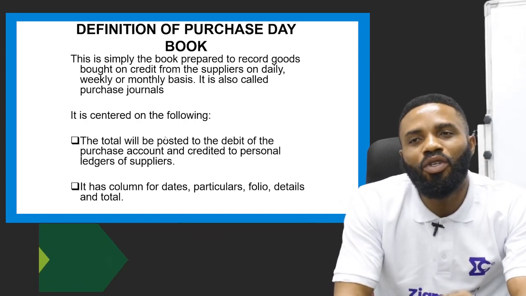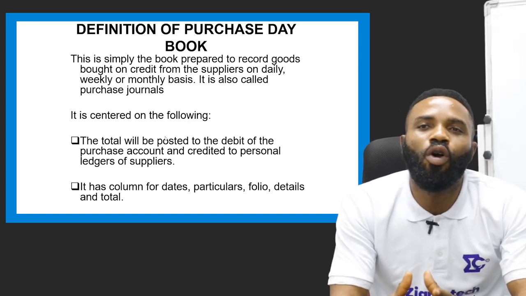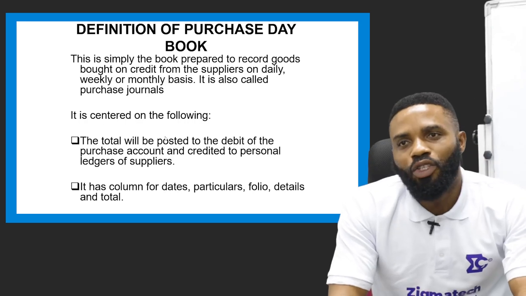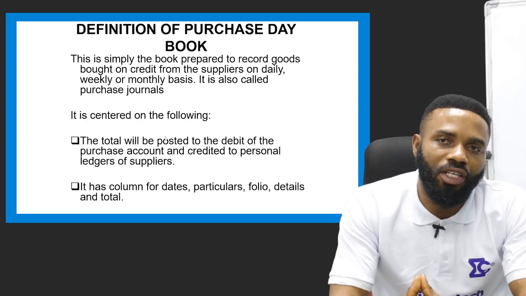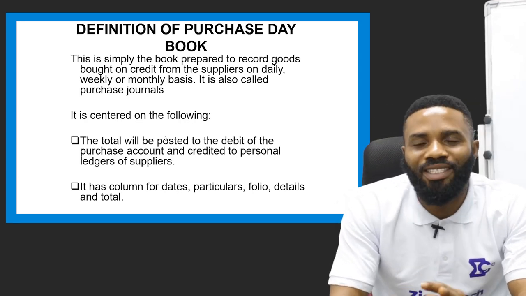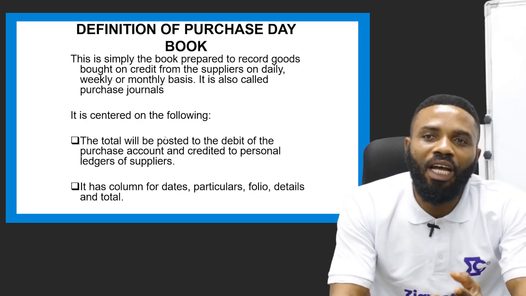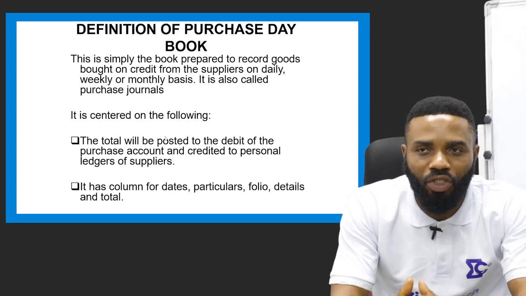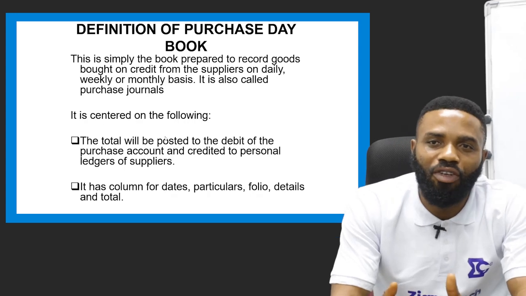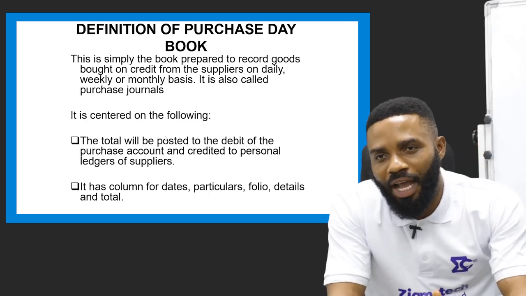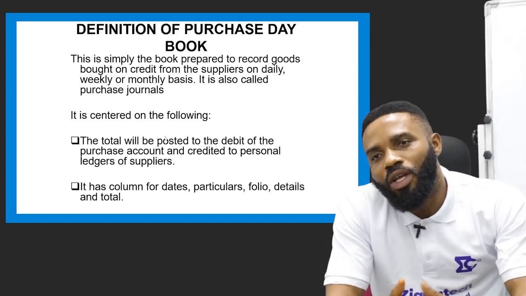At this point, I want to remind students that the name is not just limited to purchase day book. You can also call it purchase journals. So anytime you see purchase journals, it's also talking about purchase day book. Now, this book is centered on two very fundamental points. Number one, the total of the purchase day book will be posted to the debit side of the purchase account and then credited to the personal ledgers of the suppliers. The second thing is that it has columns for date, particulars, folio, details, and total.